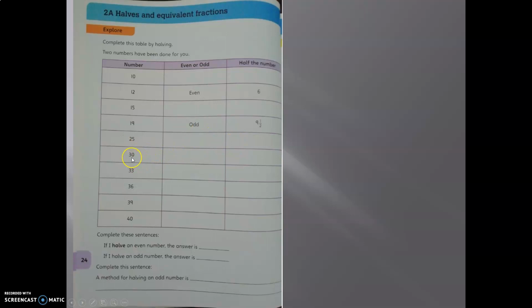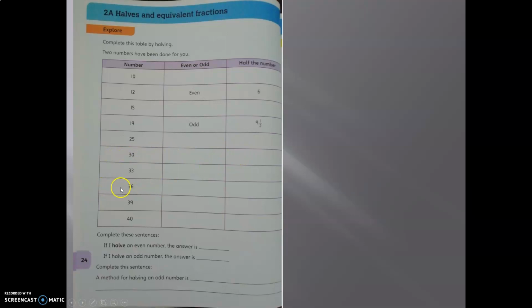For example, 30. What is the half of 30? If you are talking about 20, you know that 20 means 10 and 10. But we are talking about 30. It means more than 20 by 10. The half of 10 is 5. So I can put 5 here and 5 there. So the half of 30 is 15.